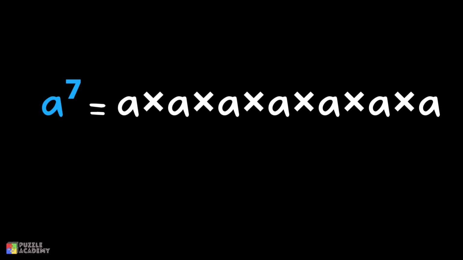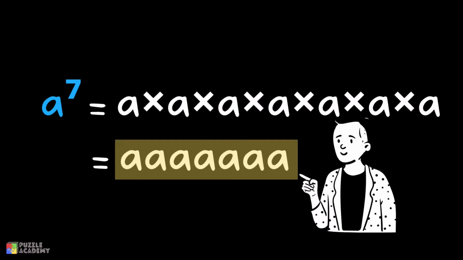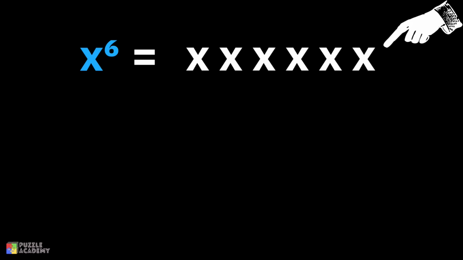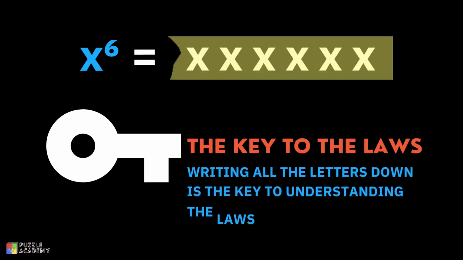In this example, a raised to 7 can be written as a times a times a times a times a times a times a, and also can be written as this form. Notice how we wrote the letters together to mean multiply. We will do that a lot here. Another example would be x raised to 6, and that is equal to x times x times x times x times x times x. Now, writing all the letters down is the key to understanding the laws.